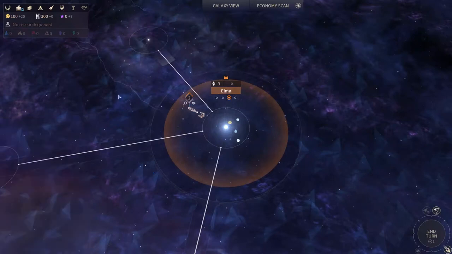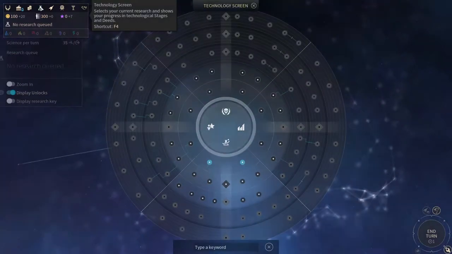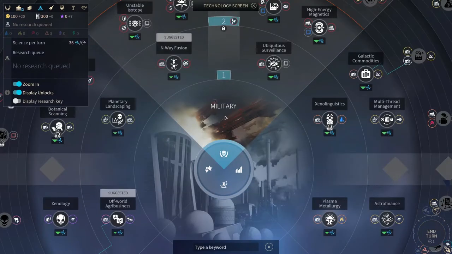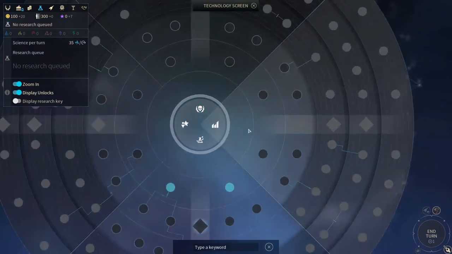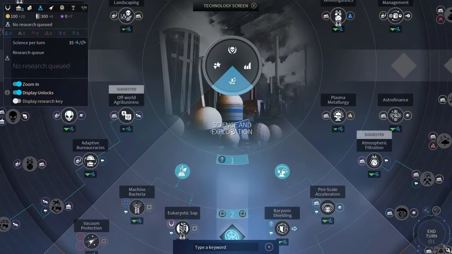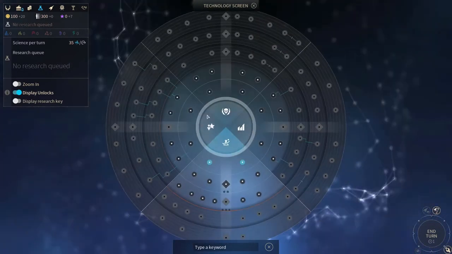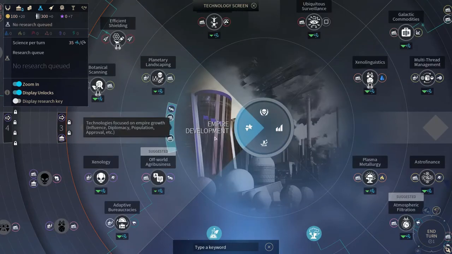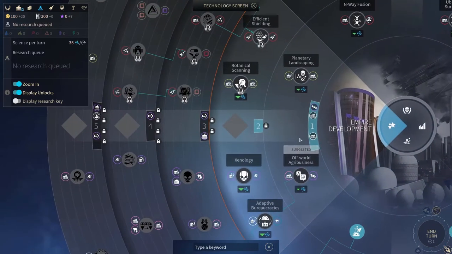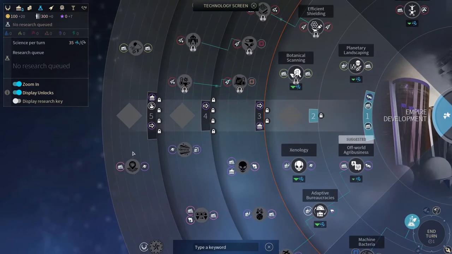The technology circle can be accessed through the technology screen right there. It is divided in four sections: military section at the top, the economy and trade section to the right, exploration and science section to the bottom, and the empire development to the left. Each section is split into five stages. The first stage has two techs, then you get more techs when you reach the higher stages as well.